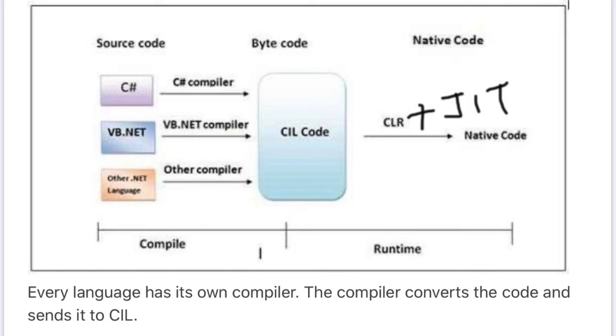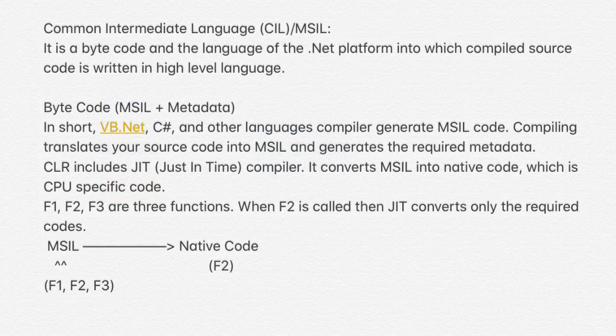This compiled code goes to the CIL, the compiled code is basically the bytecode. The Common Intermediate Language, that is the CIL, is a bytecode and the language of the .NET platform into which compiled source code written in a high level language is translated. Bytecode is the combination of MSIL plus metadata. In short, VB.NET, C Sharp and other language compilers generate MSIL code. Compiling translates your source code into the MSIL and generates the required metadata.